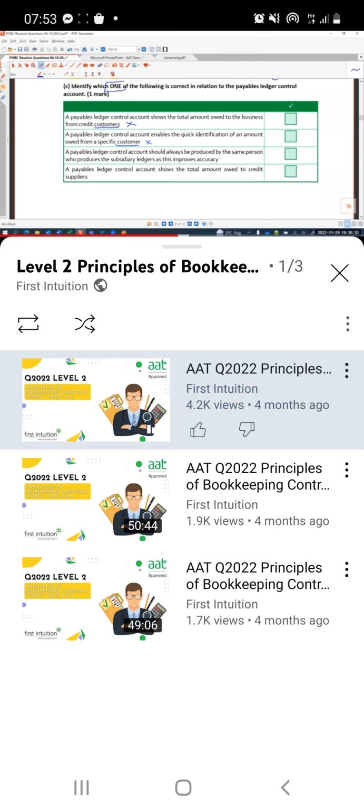The payables ledger control should always be produced by the same person who does the subsidiary ledger, because that improves the accuracy. Do you think that's a good idea, to have the same people working on the control account that are working on the individual ledger? Do you think that's a good idea? Does that look like the right answer?